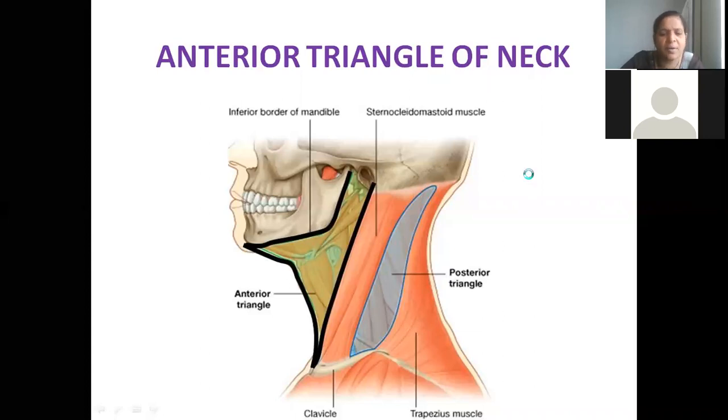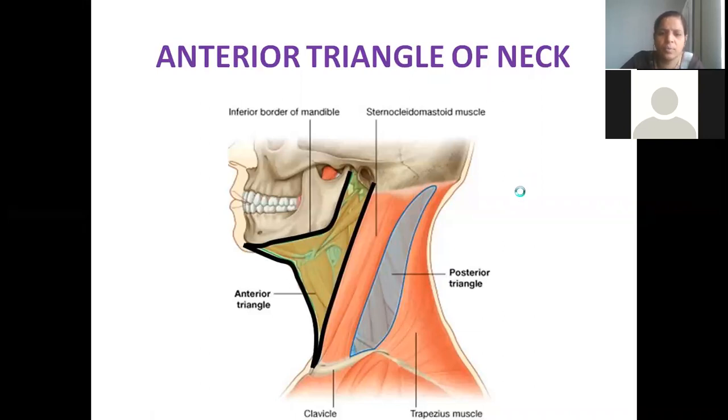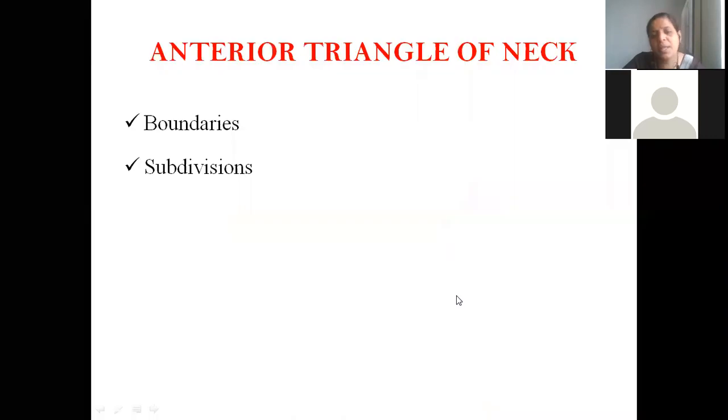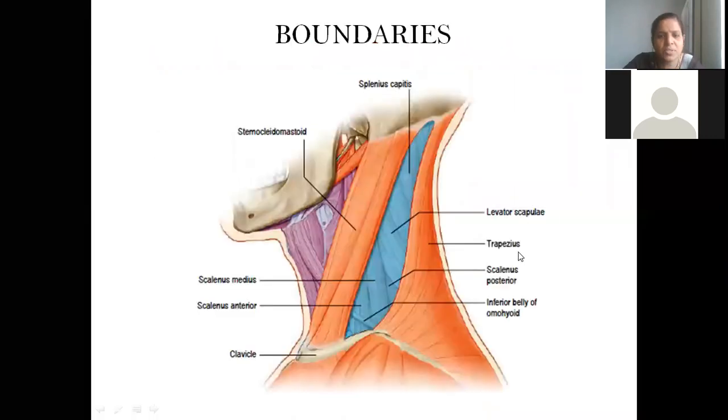So, anterior triangle of neck. We have many subdivisions in the anterior triangle. We are going to see the boundaries of the anterior triangle, and we will see the subdivisions.